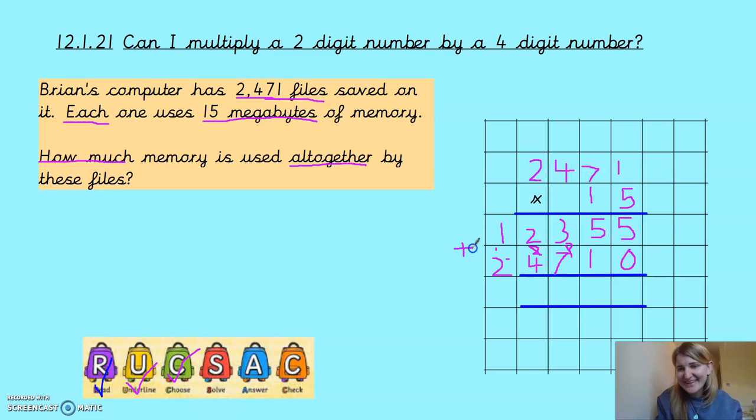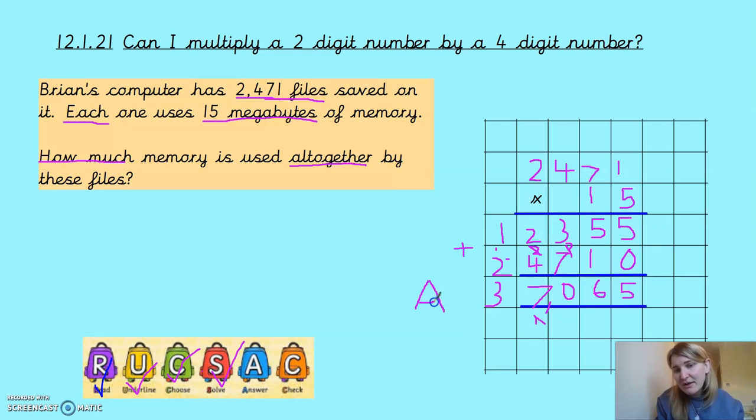And now I'm going to add them. So 5 add 0 is 5. 5 add 1 is 6. 3 add 7 is 10. Carry my 1 over. 4 add 2 is 6 plus the 1 is 7. 1 add 2 is 3. And then if I put my comma in there, I've done my solving. I've got my answer there.